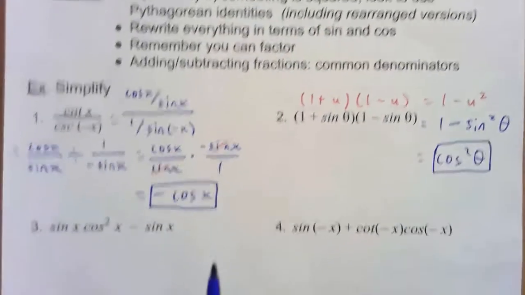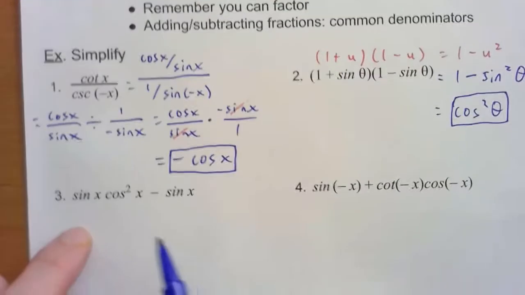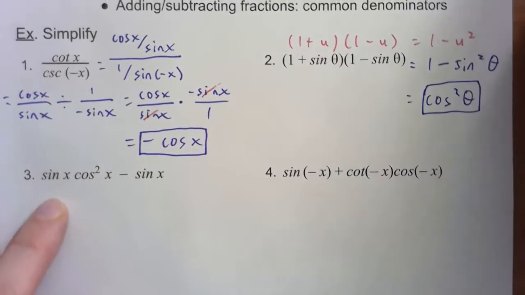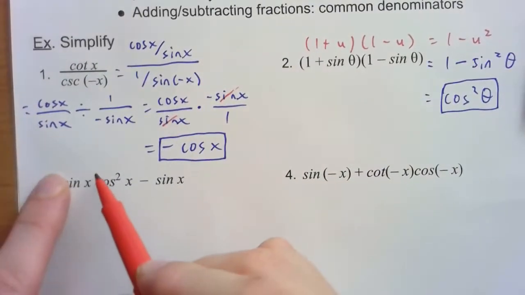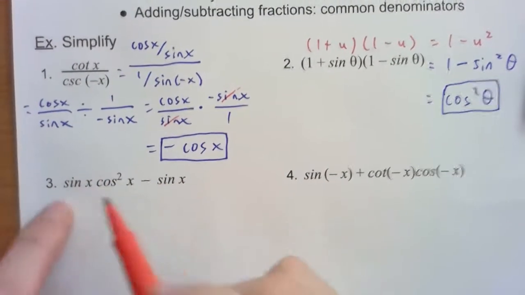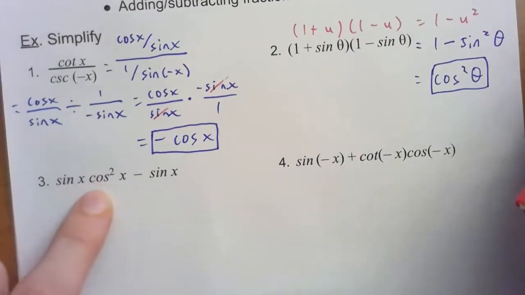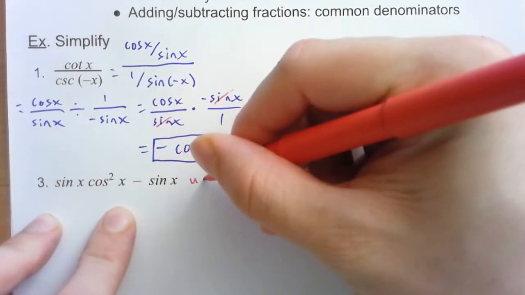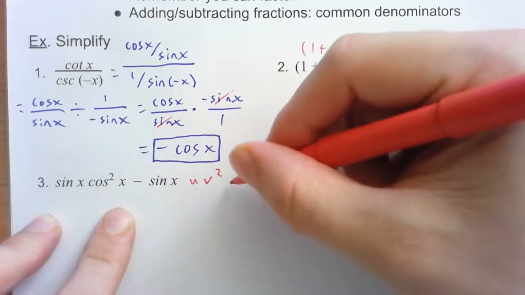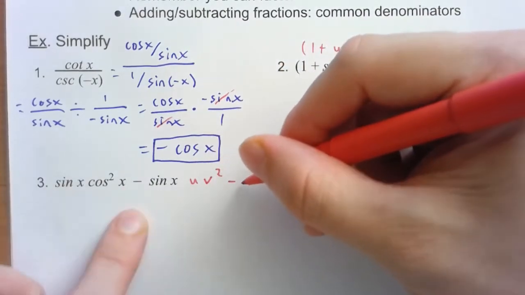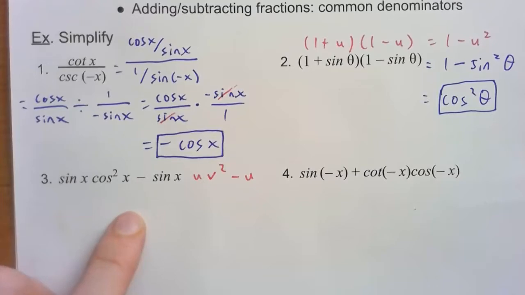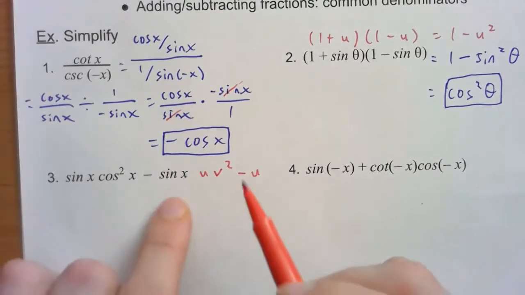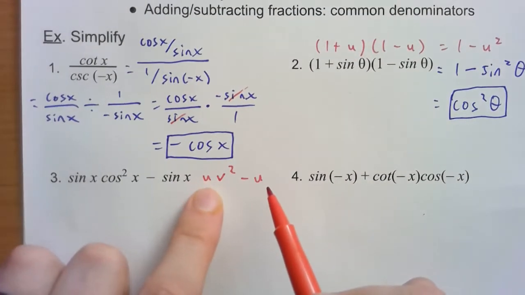Okay. How about this one? How about number 3? All right. Again, try to look at these trig functions as just one separate thing here. So, but we've got different ones. So this one, you would look at it as maybe like a u times a v squared minus, and then those are the same, so minus a u. All right. Well, is there anything that we could do with something like that?